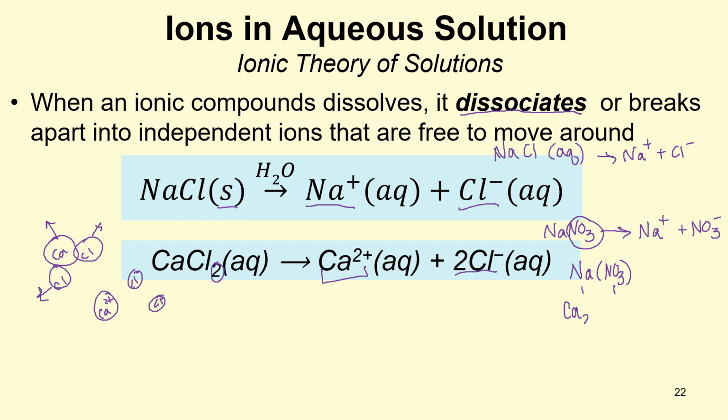So Ca(NO3)2. There we go. If we had calcium nitrate, now you can kind of see that there's 2 nitrates and 1 calcium. So we would draw that as calcium plus 2 nitrate. So now that 2 does come out front, but the nitrate stays together.